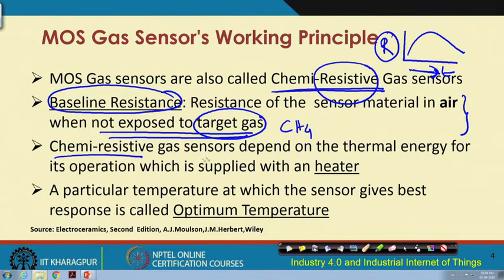And then these chemi-resistive gas sensors will depend on the thermal energy for their operation, which is basically supplied through some heater, right, because this chemical reaction will have to take place, for which the heater will heat up that particular material, and then that will help in changing the resistive property. So, a particular temperature at which the sensor gives the best response will have to be taken, that is the optimum temperature.